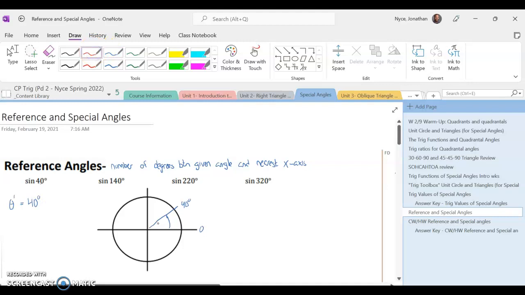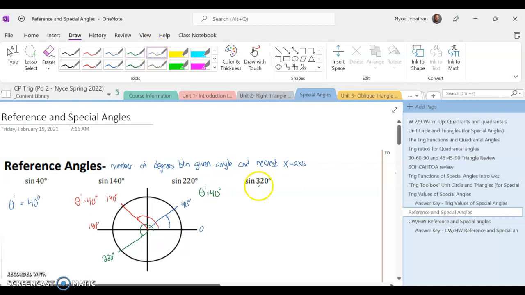If we're looking at the sine of 140 degrees, 140 degrees is about here. Nearest x-axis is 180 degrees. Number of degrees between 140 and 180 is 40 degrees. So for that reference angle, we also have 40 degrees. For the sine of 220 degrees, 220 is about here. Nearest x-axis is the 180 degrees. So between 180 and 220 the difference there is 40 degrees. The reference angle for this one's also 40 degrees.